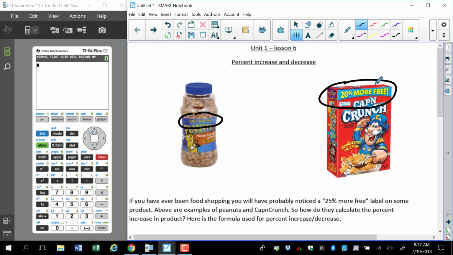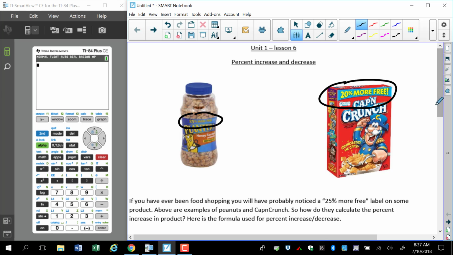What they're really doing is increasing the size of the box or the jar, putting more stuff in there and saying you have more free. And the question is, how are they calculating this? It's important to know how they calculate percent change because this is SAT and ACT type questions, and basic information you just want to know in everyday life when you see these things pop up. You see this with clothing too. The two examples we're going to use are food.